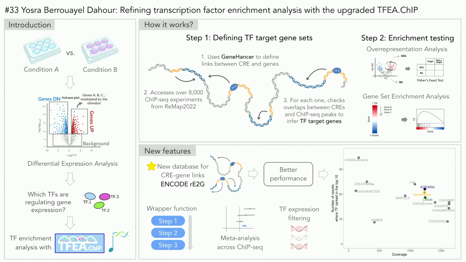So here, the association between regulatory regions and genes is key, and in the new version of TFEA.ChIP, we have changed that from GeneHancer to the new ENCODE rE2G database, which performs better compared to other state-of-the-art tools. And we have also added other functions that make the package more powerful and user-friendly.